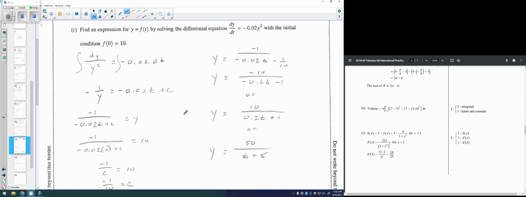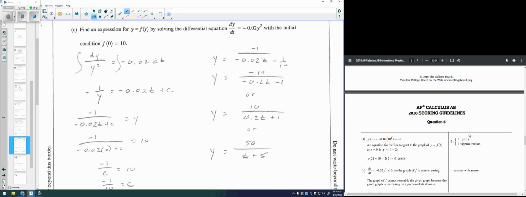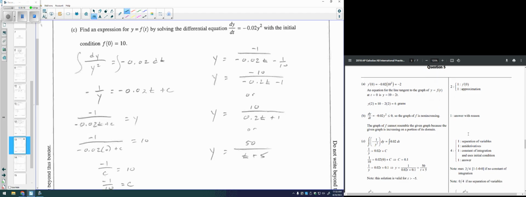Okay. Let me jump back over here. I think we're good for that there. Question 5, there's my scoring guideline for question 5. Okay, question C. Look at all the points. You have 4 points possible on question C.